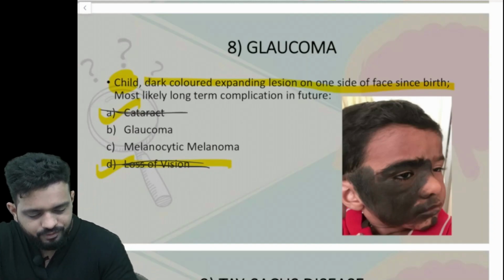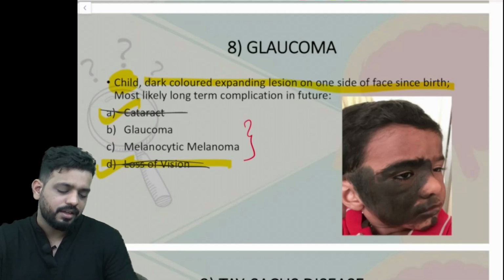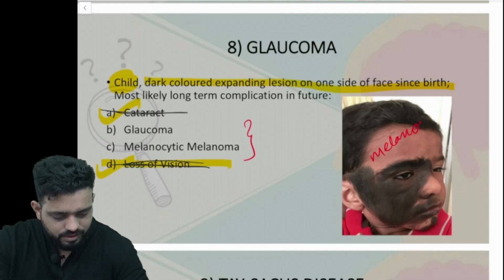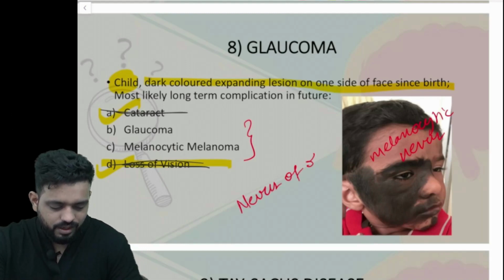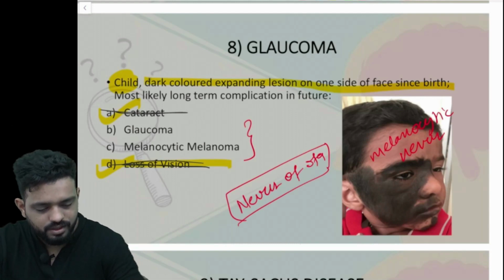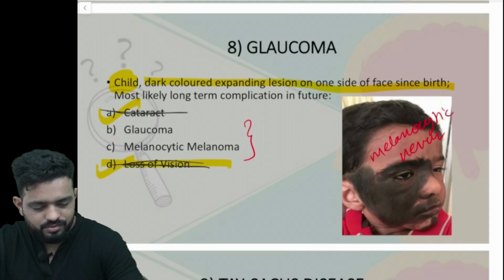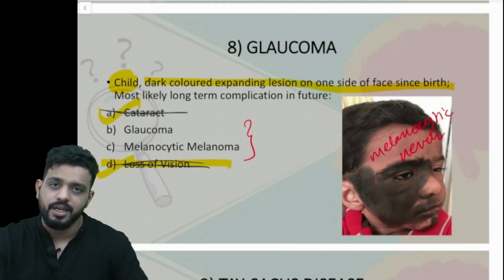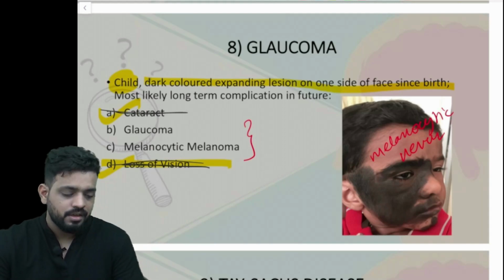So the options left for us are glaucoma and melanocytic melanoma. Now melanocytic melanoma is nothing but malignant. By the way, what is this? This is melanocytic nevus. This is again known as nevus of Ota, but I have inquired, this was not the image which was given in the exam. So we're not discussing that. This was 90%, this was the image. If there's any change, please write in the comment section or mail me at vedant.murkey@gmail.com. So this is a melanocytic nevus.